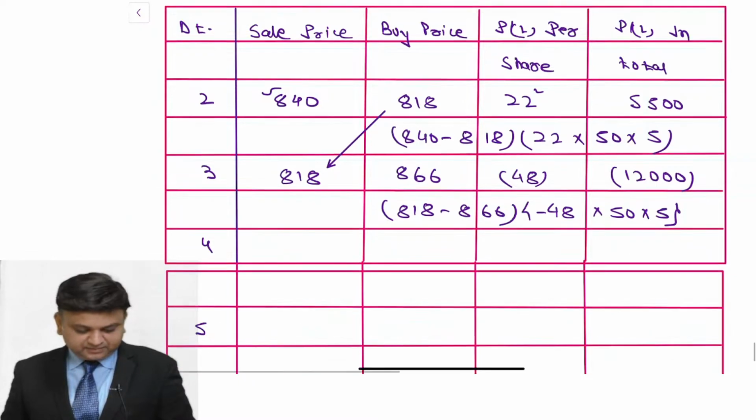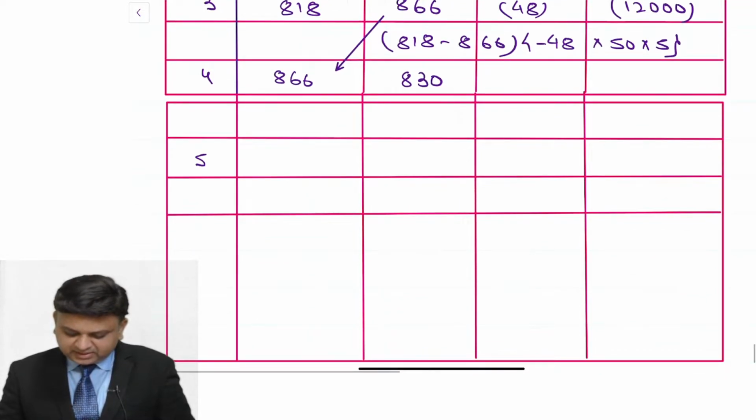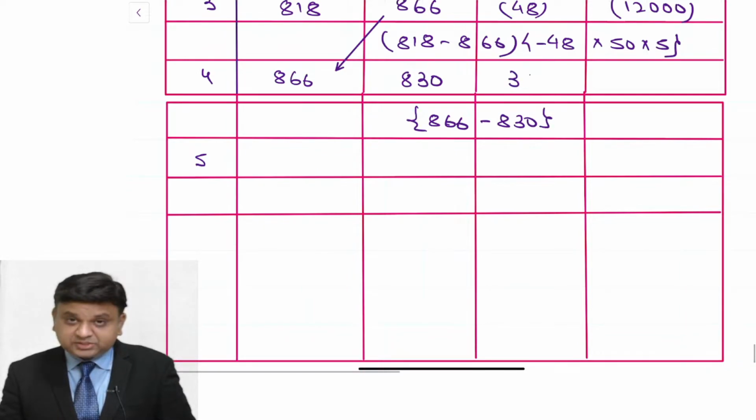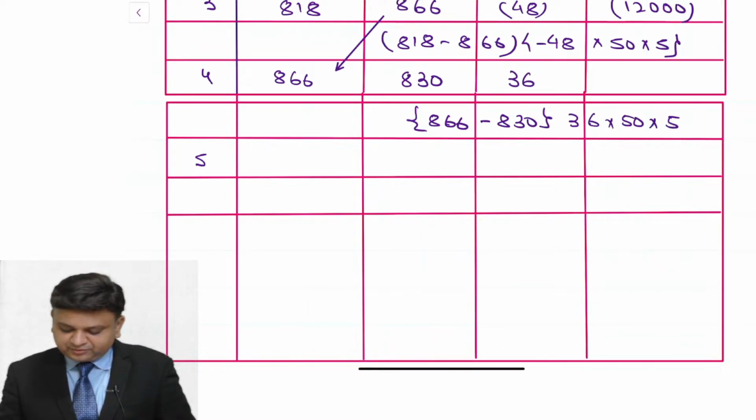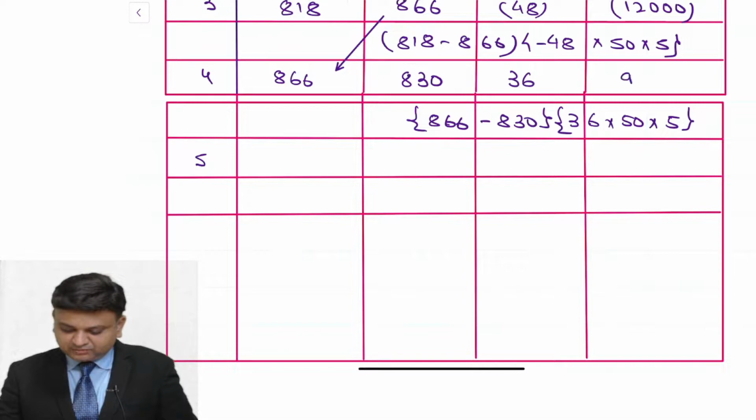Next day, the price is 830. Now the sale price is 866. So what will happen? 866 minus 830. There is a profit of 36 rupees per share. 36 into 50, into number of contracts 5. That comes to an amount of 9,000.